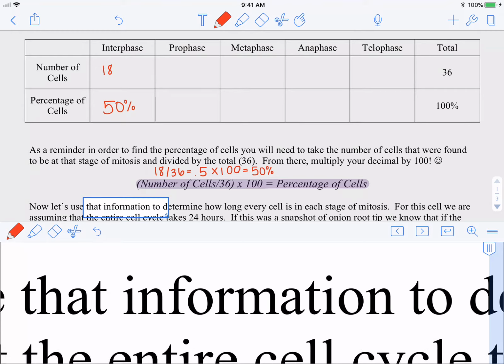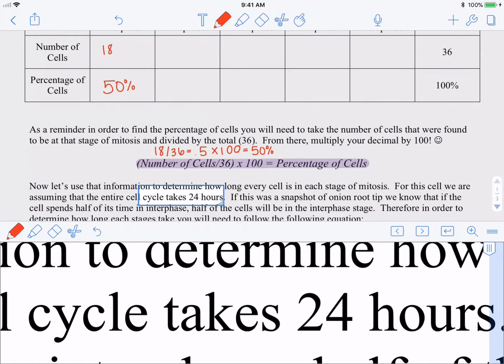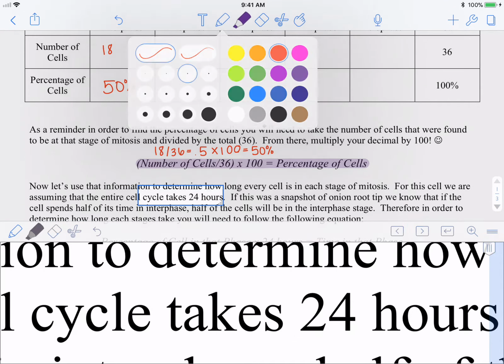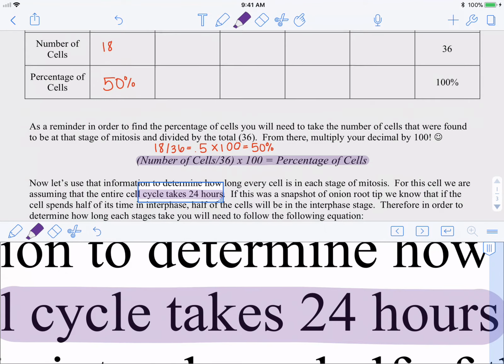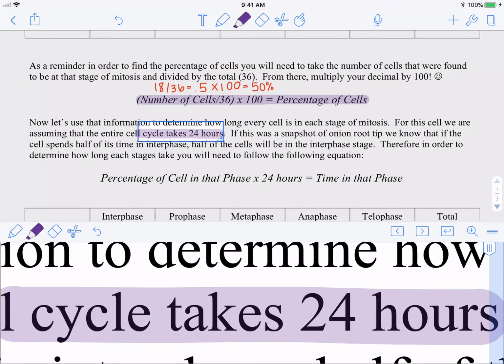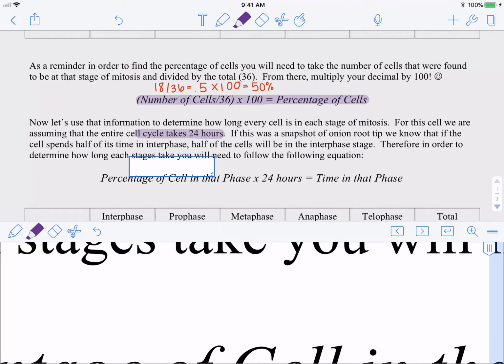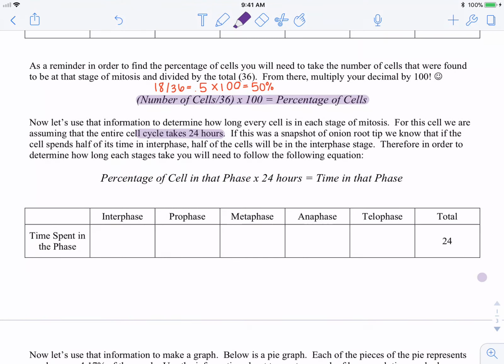In this paragraph, it talks about how we're going to assume the cell cycle takes 24 hours, 1 full day to be complete. Okay? So now to figure out how much time is spent in each phase, we're going to use this formula right here.